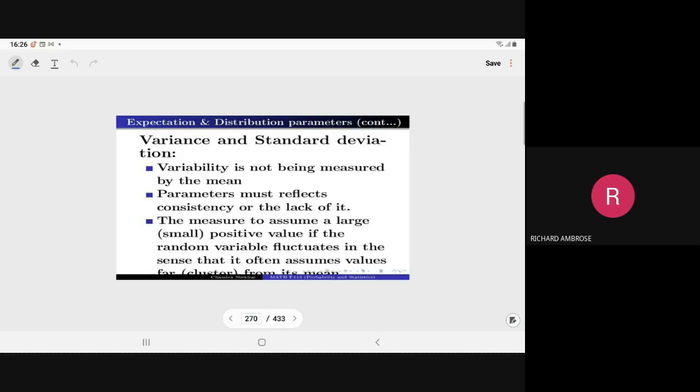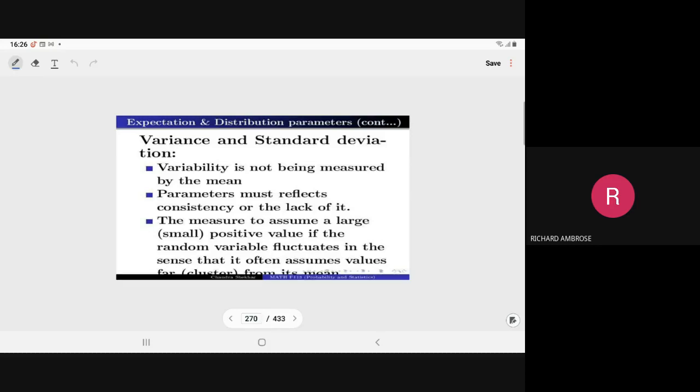Many times we require consistency, meaning whether the product is uniform or not. How do you say that products are uniform or not? By seeing the consistency. If all the products look alike, then we say they are consistent, otherwise it is not consistent. So variability is important in any random experiment. Variability is important, and you can measure it with the help of the variance.